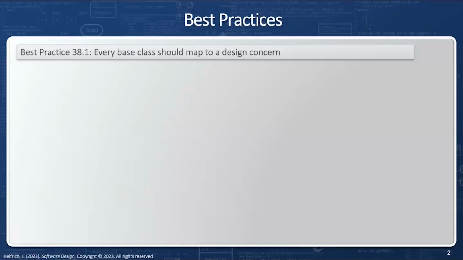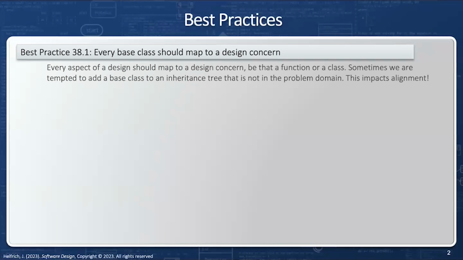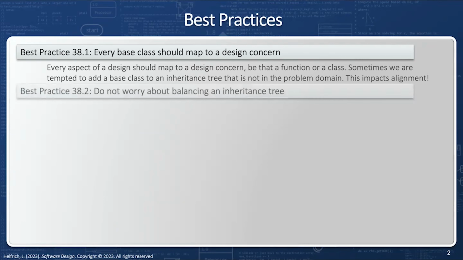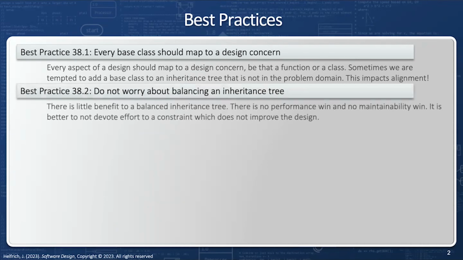Okay, let's take a look at some best practices. Number one, every base class should map to a design concern. Every aspect of a design should map to a design concern, be that a function or a class. Sometimes we are tempted to add a base class to an inheritance tree that is not in the problem domain. This impacts alignment. Now recall that alignment is how well the structure of the inheritance tree maps the subject matter expert's conceptualization of the problem domain. Whenever we have extra classes in the inheritance tree that do not map to the problem domain, we have alignment challenges.